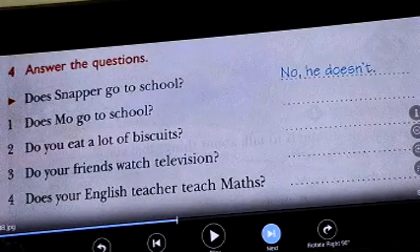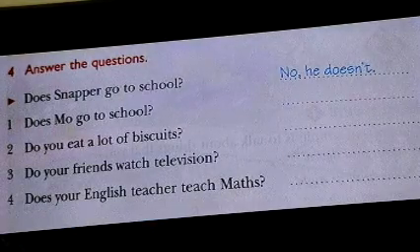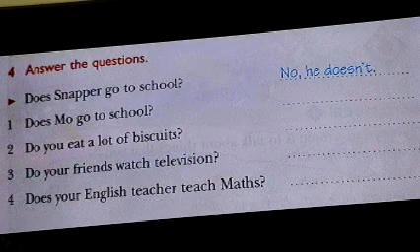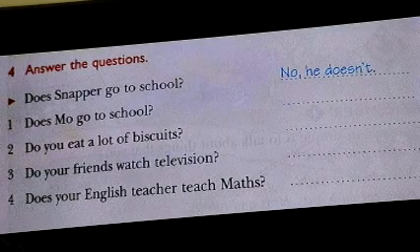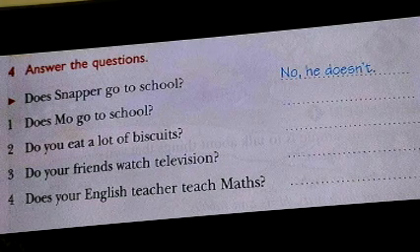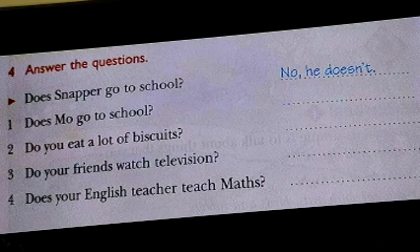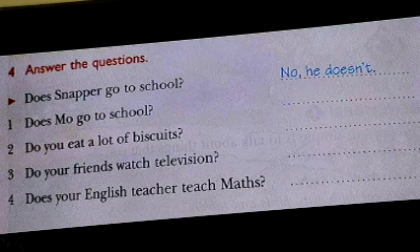Does Snapper go to school? You'll have to look at that cartoon strip and then answer the question. Snapper is the crocodile, does he go to school? Does Snapper go to school? Does Mo go to school? Do you eat a lot of biscuits? If you eat a lot of biscuits, you can say yes. If it is a no, you can say no.